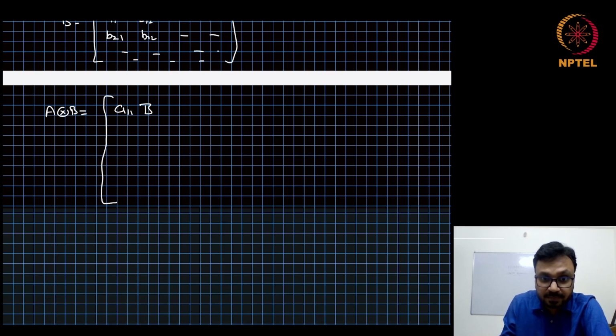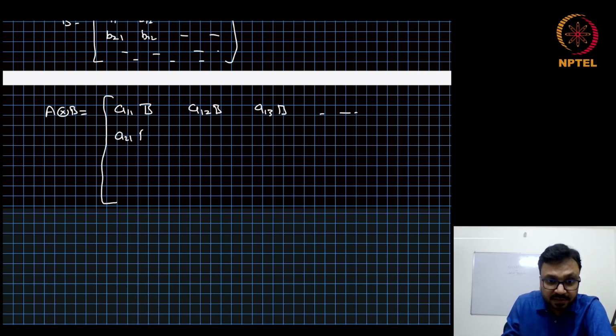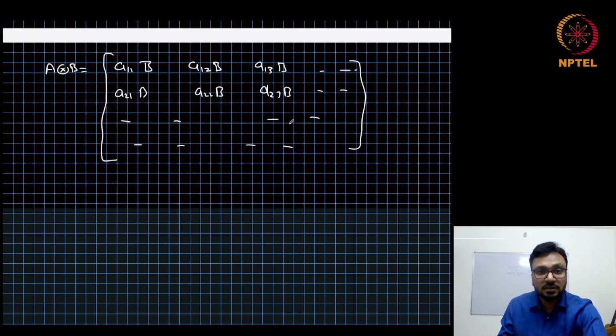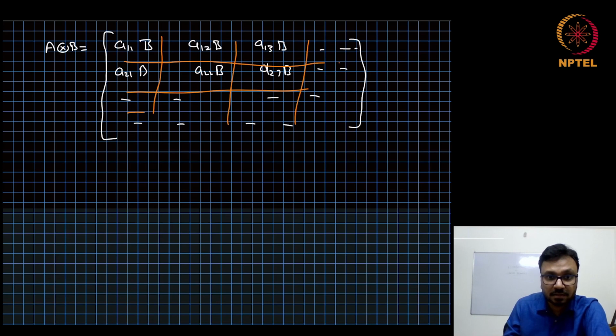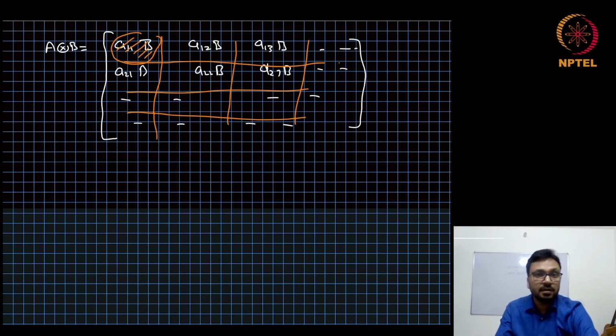A11 times B, A12 times B, A13 times B, and so on. A21 times B, A22 times B, A23 times B, and so on and so on. This is how we define the tensor product. We can make some grid here to understand it slightly better. The dimension of this grid block is the same as the dimension of B.